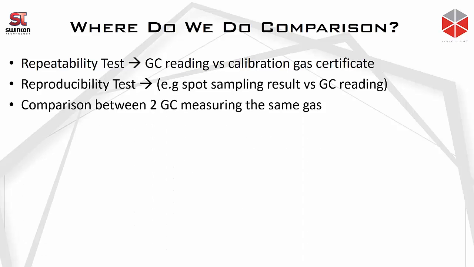The other place where we do comparison is where we have two GCs measuring the same gas. If we have a pipeline that is measured by two GCs, normally a duty standby GC, normally in the export line, it will be a good idea to compare the results between the two GCs. These two GCs will have to fall within a certain tolerance limit as well.